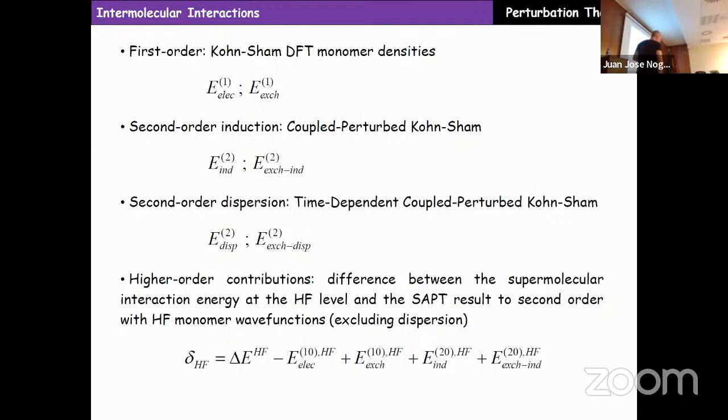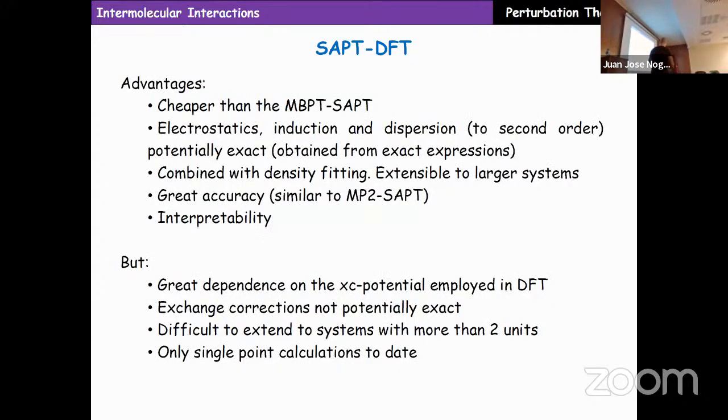Well, what we have here in SAPT-DFT is exactly the same terms as in Hartree-Fock, but obtained in a different way. Summarizing, first order terms from Kohn-Sham orbitals replaced in Hartree-Fock, induction from coupled perturbed Kohn-Sham theory, dispersion from time-dependent coupled perturbed Kohn-Sham theory, and also, to improve the results, the asymptotic correction of the decay of the exchange correlation potential.